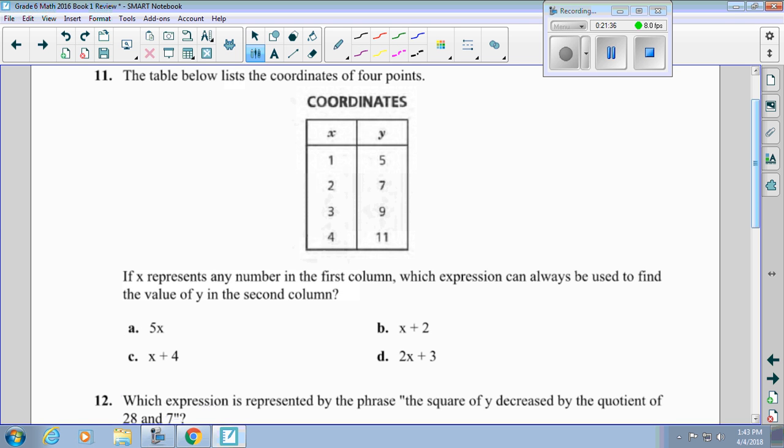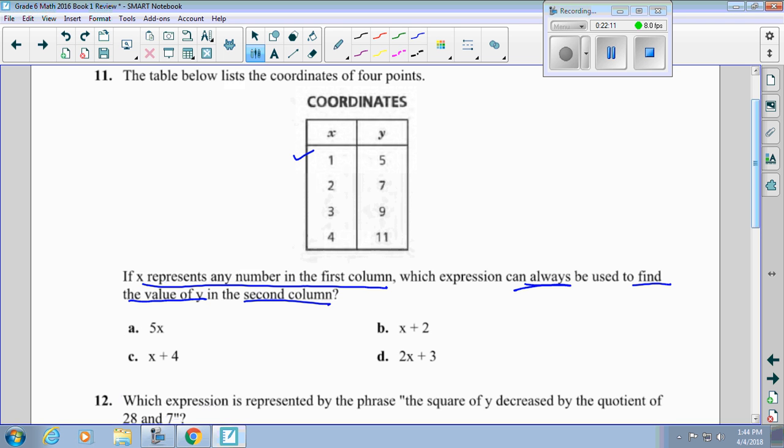So this will become more and more prevalent as you get older when you're graphing lines and stuff. So let's see, it says if x represents any number in the first column, pretty self-explanatory, which expression can always be used to find the value of y in the second column? So what do we have to do to x to get y? So choice 1 says if we take 5 and multiply it by our x value, that'll give us y. So a lot of kids are going to say, oh yeah, 5 times 1, that gives me a y value of 5. Yeah, that first one works.